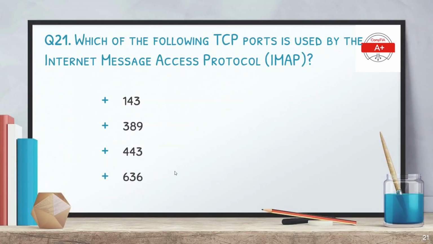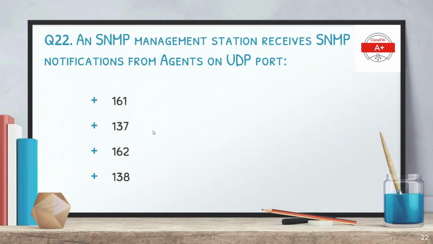Question number 21 is which of the following TCP ports is used by the Internet Message Access Protocol IMAP? The options are 143, 389, 443 and 636. And the correct answer is 143. Question number 22 is that an SNMP management station receives SNMP notification from agents on UDP port. The options are 161, 137, 162 and 138 and the answer is 162.